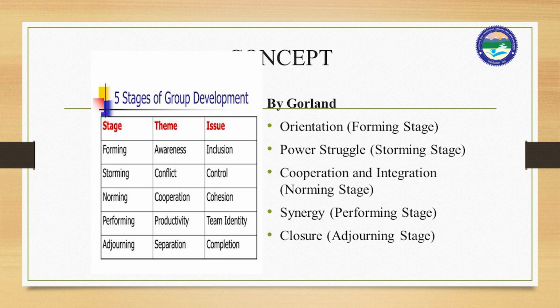Then we talk about the synergy, that is the performing stage. As we have completed the first 3 stages, the 4th stage is the most important stage, that is the performing stage, that is synergy, where the group works towards one particular goal. Then we talk about the adjourning stage, that is the closure. As the word says, closure, this is the end of our group work.